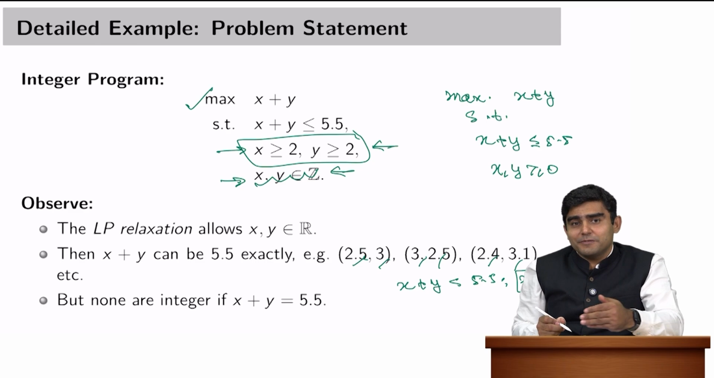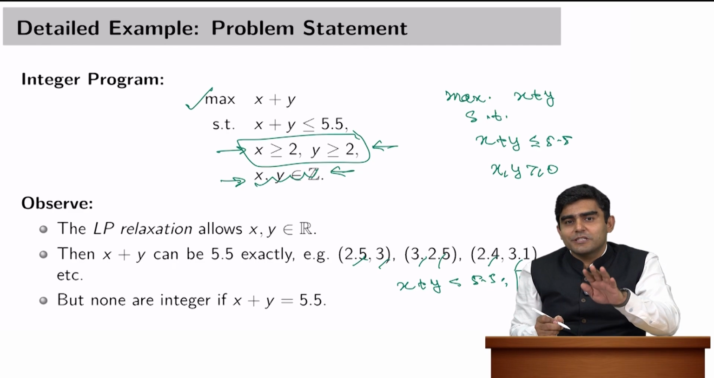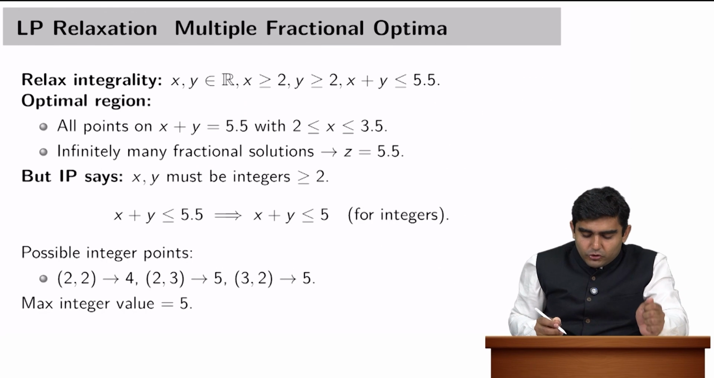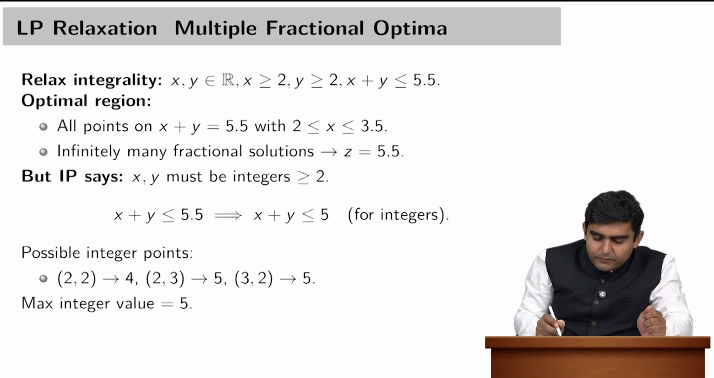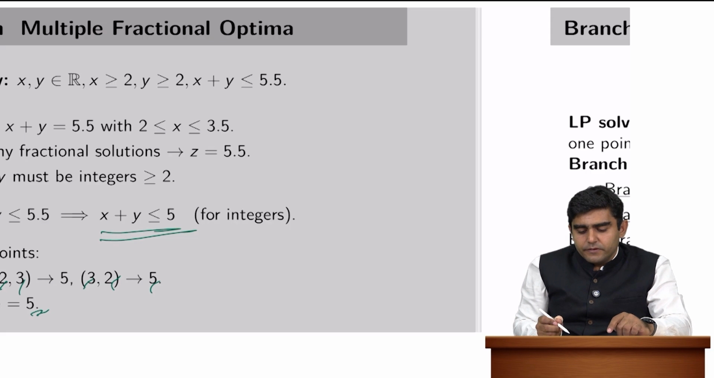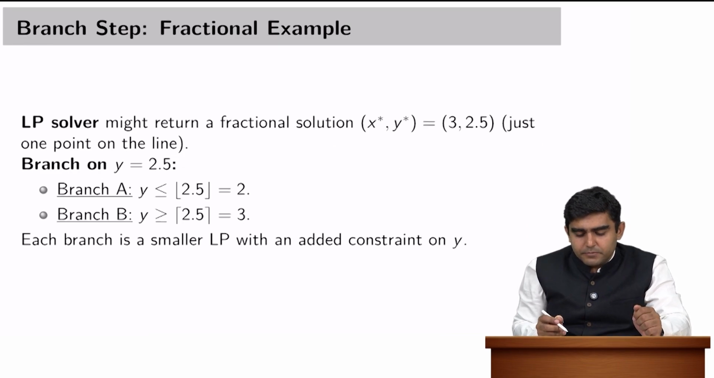But in real problems, this kind of intuition may not be there, so it's important to focus on the methodological details. So what we do here is that when x plus y is less than or equal to 5, based on our earlier discussion, we can explore certain points 2, 3, 3, 2, and the maximum integer value that is going to come out is 5 in this example.